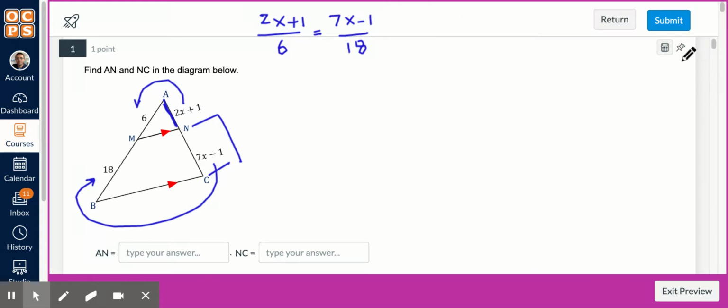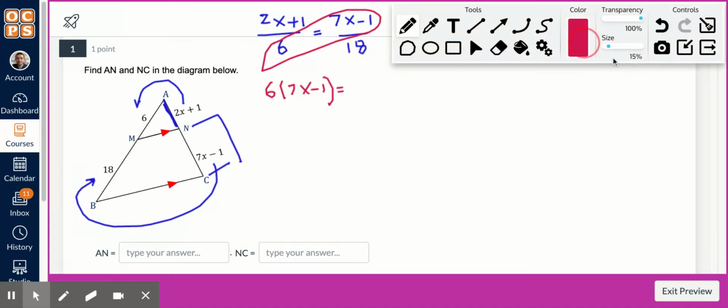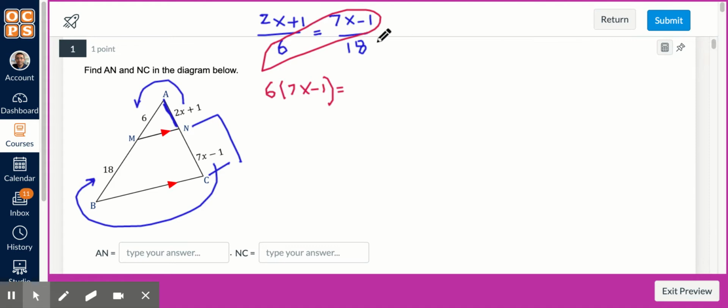We practice cross multiplication. That's the reason. So we're going to cross multiply. 6 multiply 7x minus 1. That's one diagonal. What's the other diagonal? Let's change the color. Say green. My other diagonal is 18 that multiplies 2x plus 1. Same thing that we did. 18 that multiplies 2x plus 1.